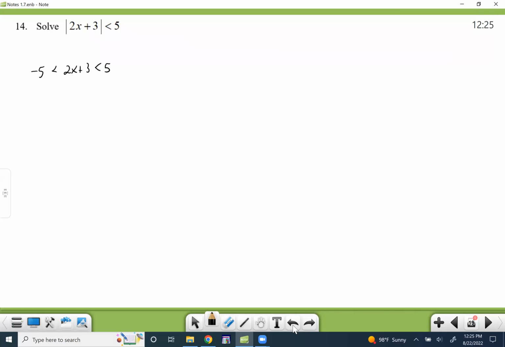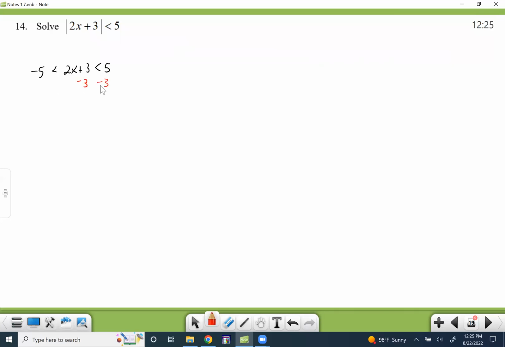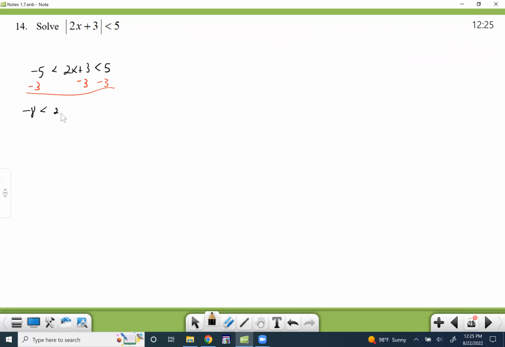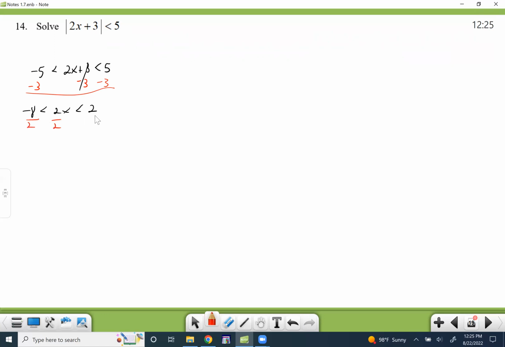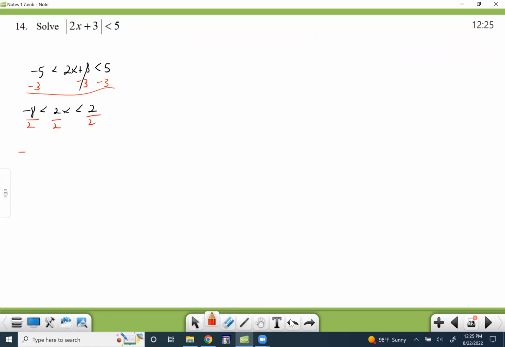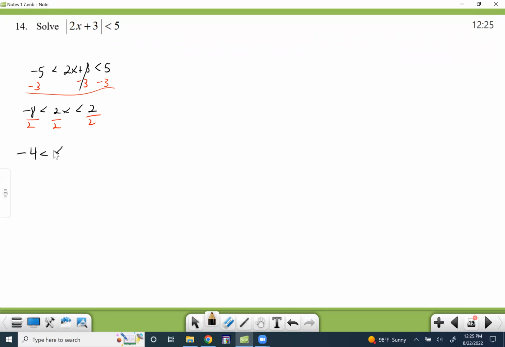All right, so let's go ahead and solve this three-part inequality. So we'll take away 3 from all sides. And we'll divide by 2 to all sides. All right, -4 is less than x is less than 1.